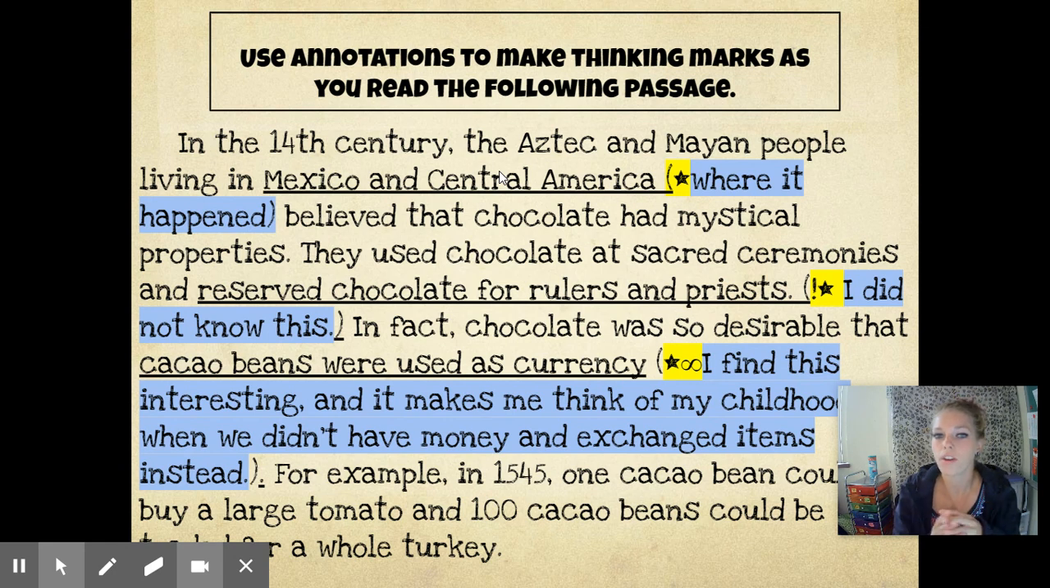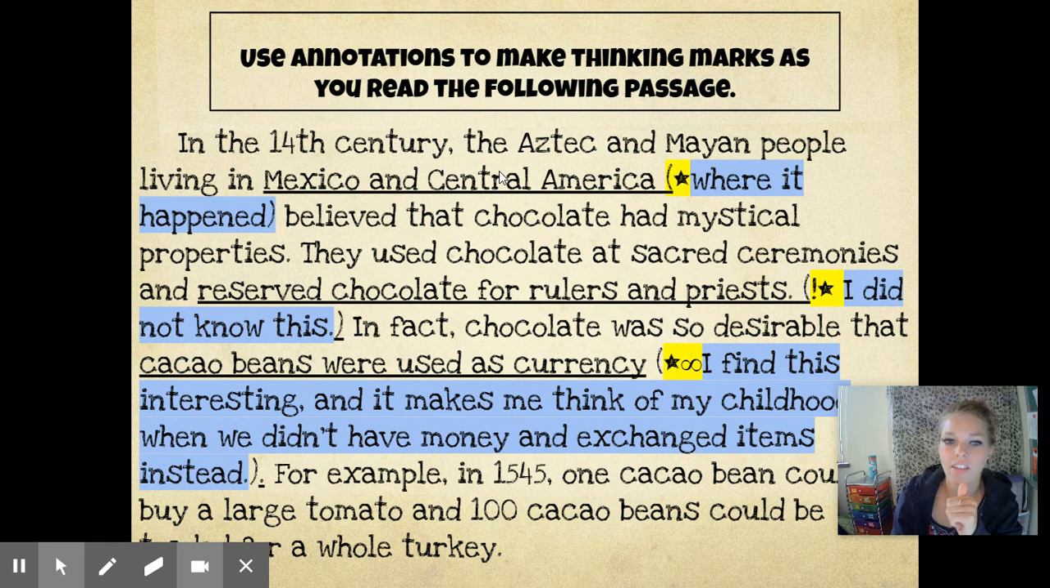So moving on a little bit farther down, cocoa beans were used as currency. You could literally use chocolate as money. So if I wanted to go to the store, I could be like, hey, I'll buy that shirt. Sure, 20 cocoa beans. That blows my mind. You can use chocolate as money.